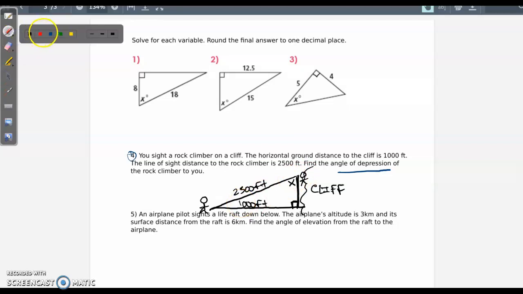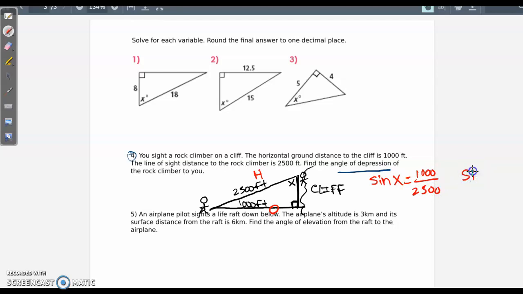In this example, we are given the opposite side, and we're given the hypotenuse. So we're going to use sine of the angle that we don't know, and it's going to equal opposite divided by the hypotenuse. In your calculator, you're going to type in sine inverse, parenthesis of that fraction, and let's see what you get.